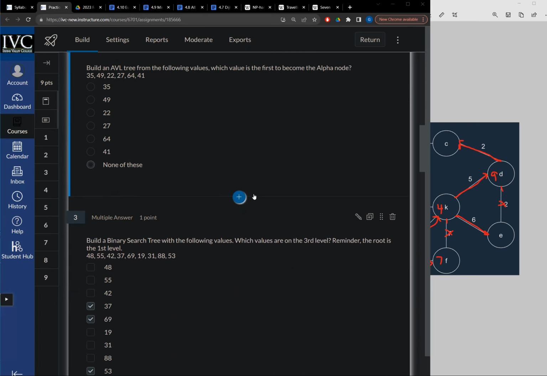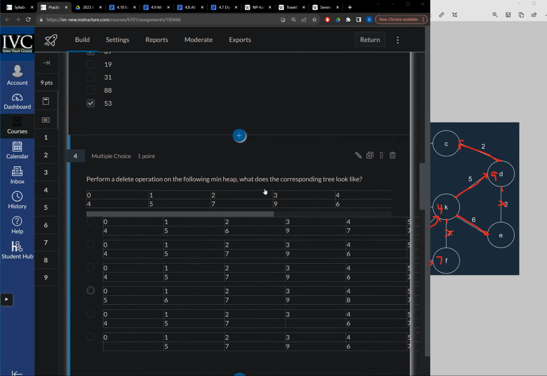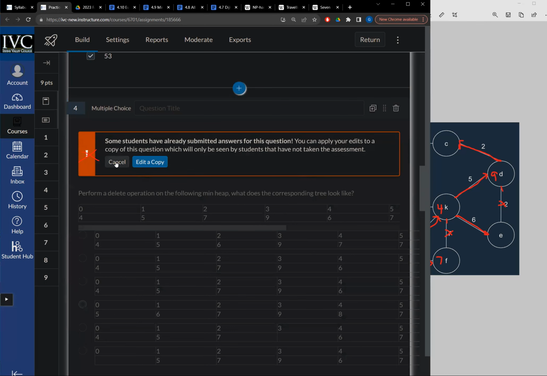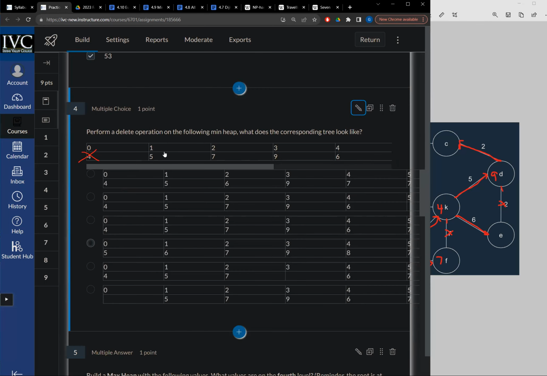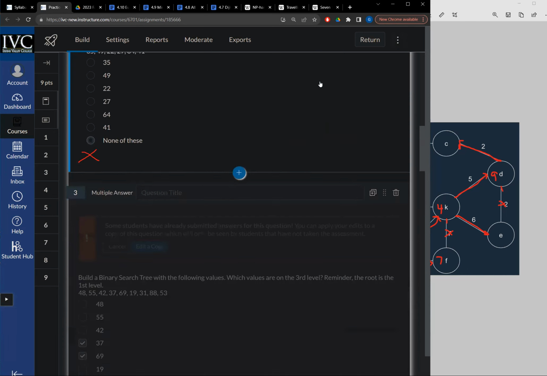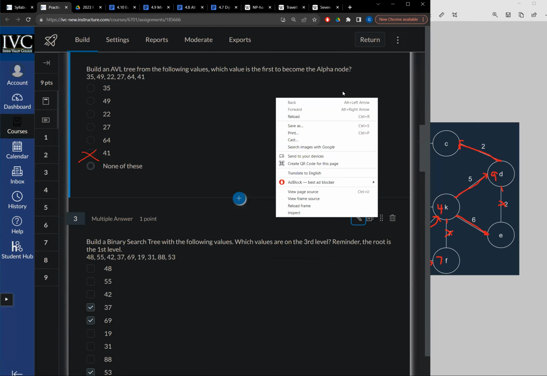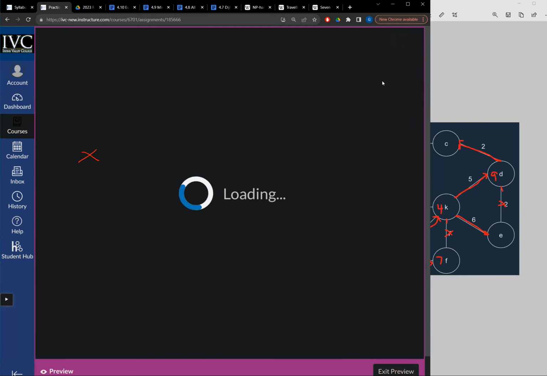Number 4, if we're talking about a heap, yes. Yep. 4 goes away, that creates the hole. Last value. Apparently I can't scroll in this mode here. Find my preview button. There we go.